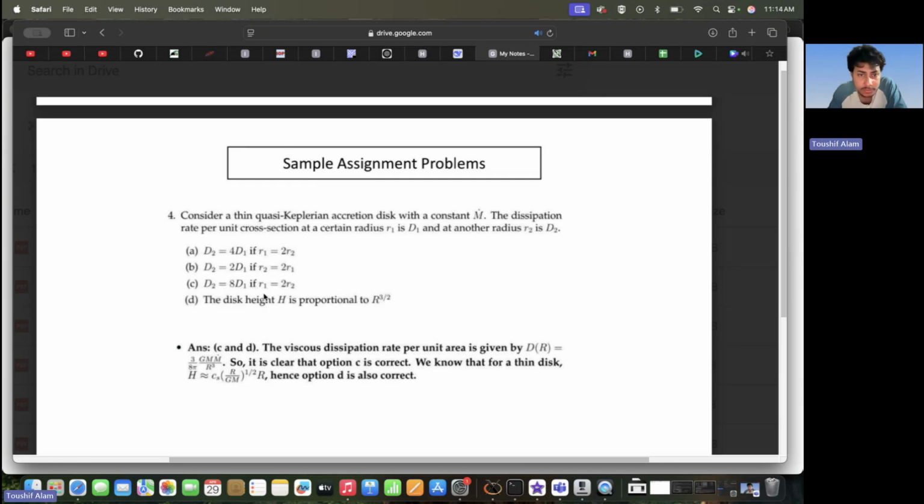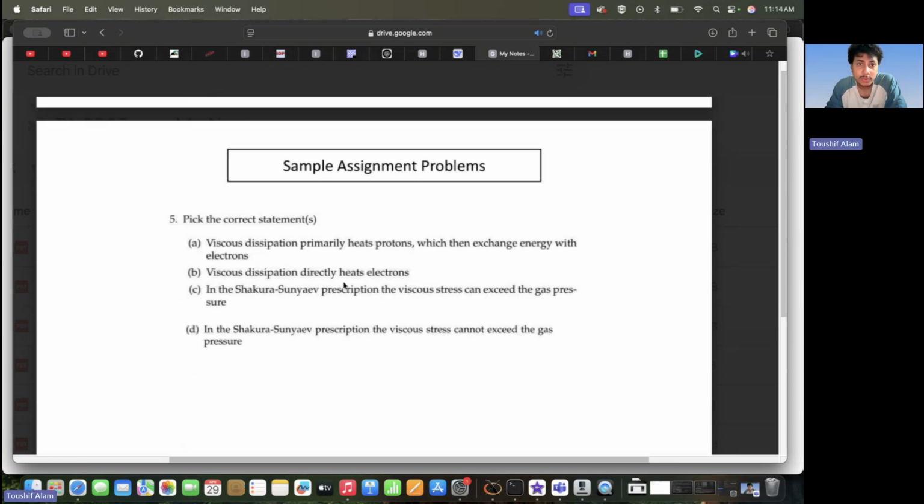So answers C and D will be the right options, because the viscous dissipation rate per unit area is given by D(r) = 3GMṀ/8πr³. So it is clear that option C is correct. We know that for a thin disk, H is much smaller than r, hence option D is also correct. We have already discussed all of this. I am just recapping for your satisfaction.